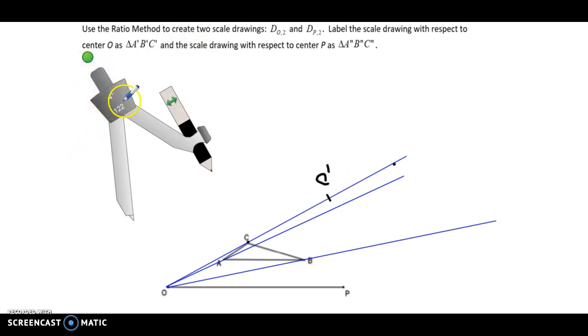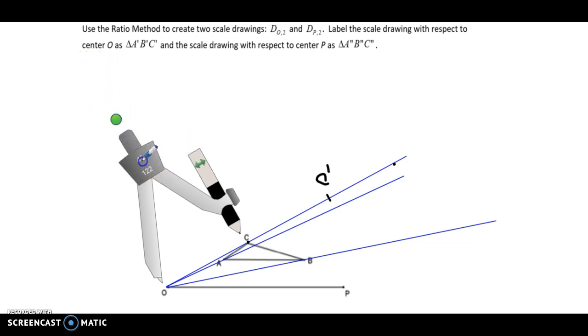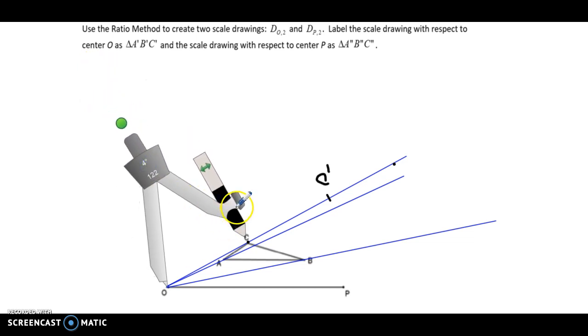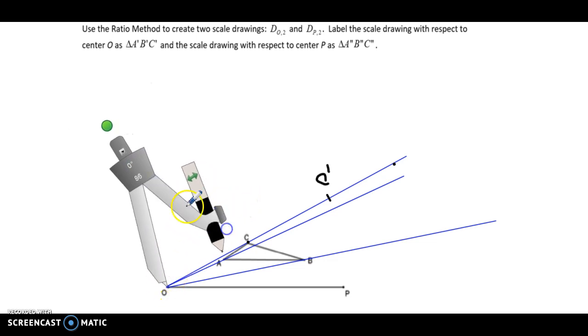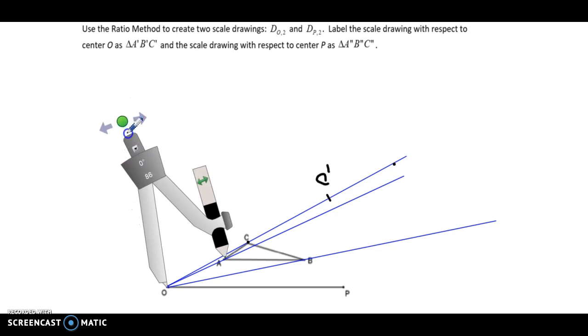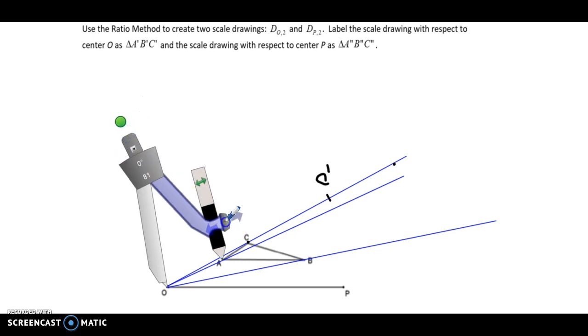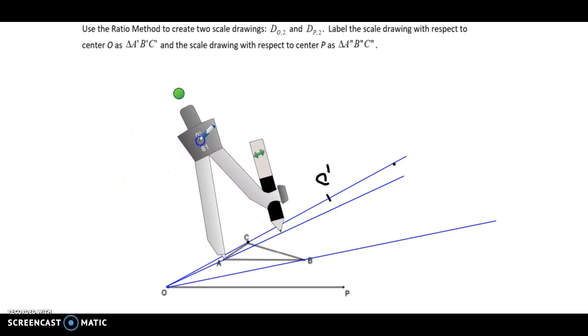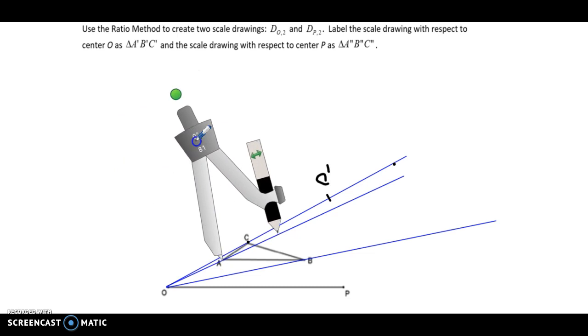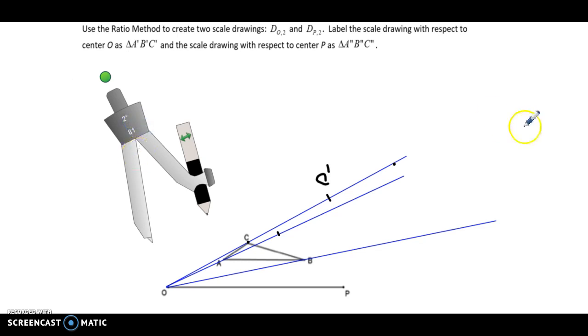Then we follow the same process for A and B. I'm going to take my compass and put the point back at the center of dilation, which is O. I'm going to make my compass the right width to go from O to A. That's the length from O to A, and now I'm going to translate along that line and make A prime twice as far from O as A currently is. So now A is like the midpoint of O and A prime, and here's A prime.